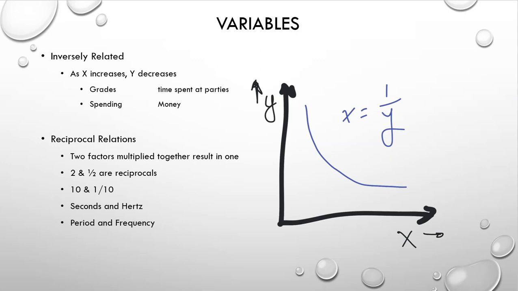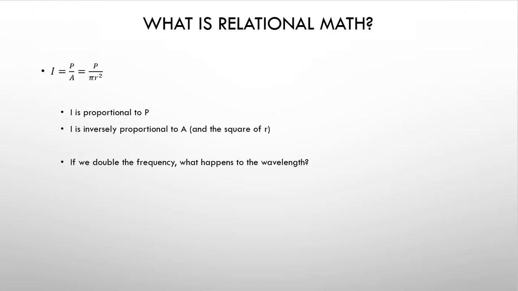The period of a wavelength is the reciprocal of the frequency of the wavelength. So you can see now how these can be reciprocals. If you multiply the period times the frequency, you're going to end up with 1. All right. So relational math is always just looking at different things and seeing how they relate to one another.